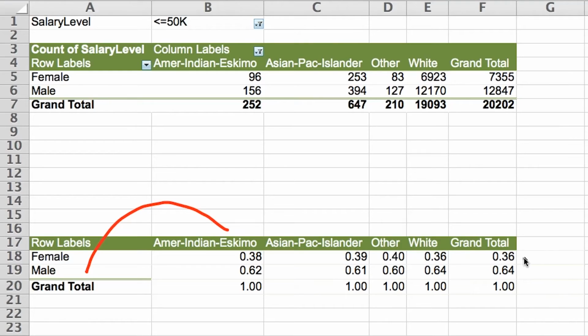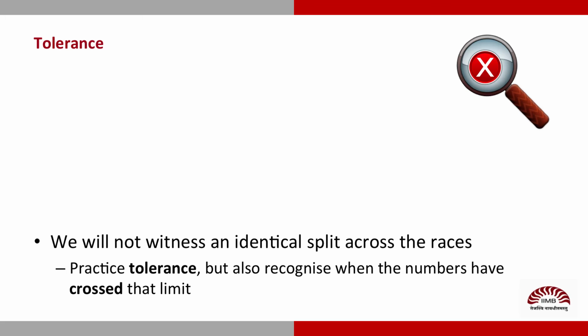The prior probability of a female making less than 50K is, as you can see, 36%. And this is not significantly affected if you impose an additional condition such as the female is white. Nah, look at the other category. That's a 40-60 split. Yes, Lisa, but in reality, we will not witness an identical split across the races.